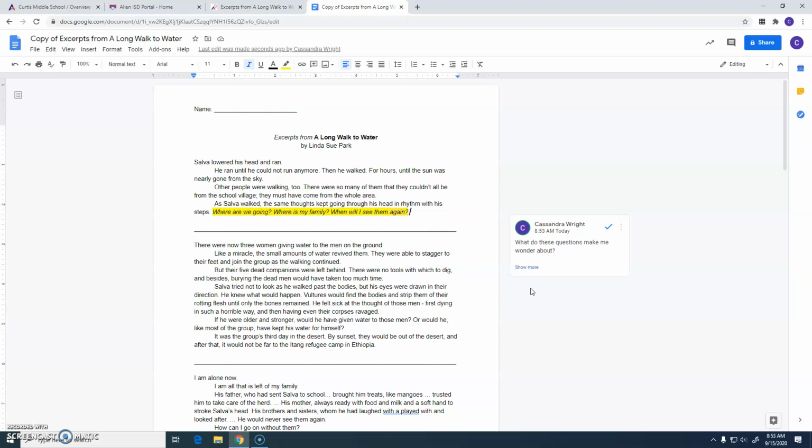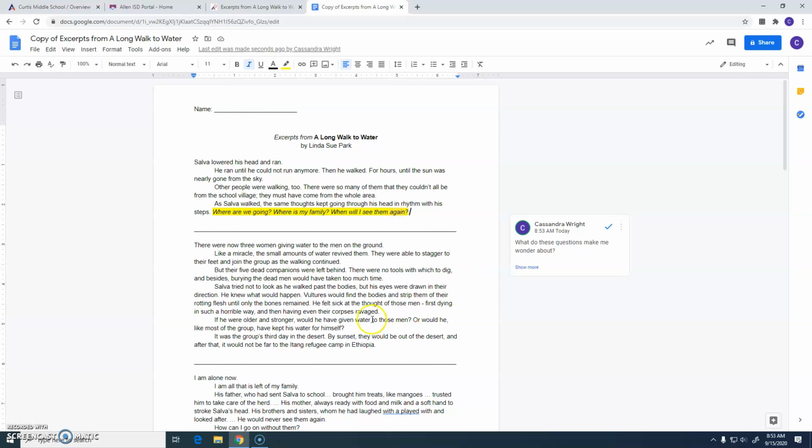Salva tried not to look as he walked past the bodies, but his eyes were drawn in their direction. He knew what would happen. Vultures would find the bodies and strip them of their rotting flesh until only the bones remained. He felt sick at the thought of those men first dying in such a horrible way, and then having even their corpses ravaged. If he were older and stronger, would he have given water to those men, or would he, like most of the group, have kept his water for himself?